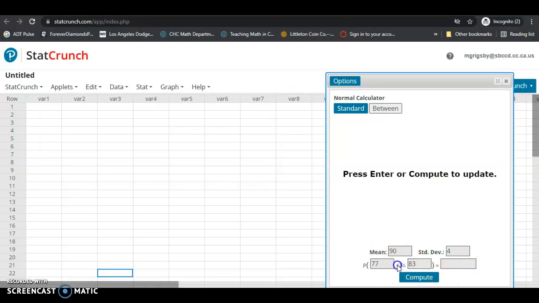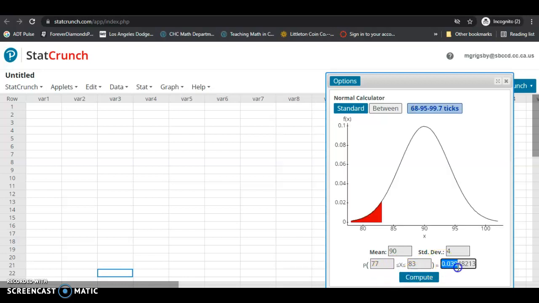Don't worry about the fact that the inequality symbols are less than or equal to. That doesn't make a difference. Just realize that the inequality symbols will have the bars underneath them, but that makes no difference in how we calculate the probability. Click compute, and as is usually the case, we're going to round that to 4 decimal places. So it's a small probability.